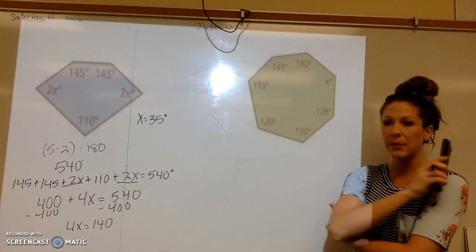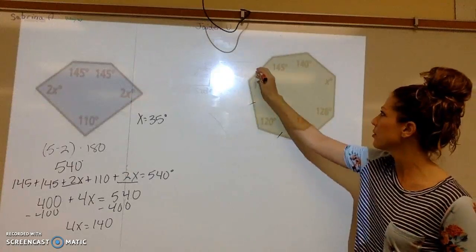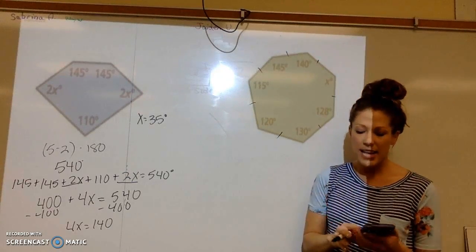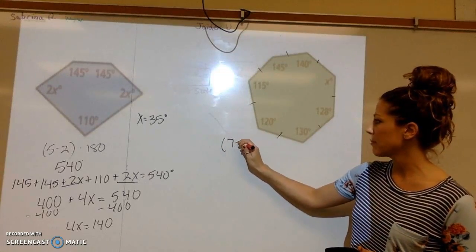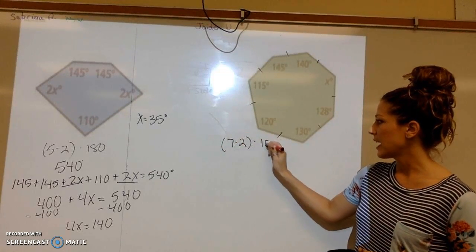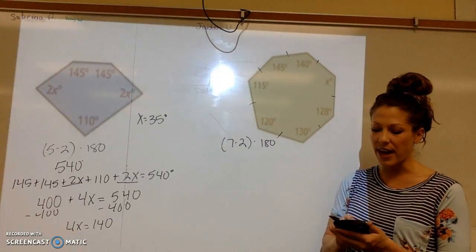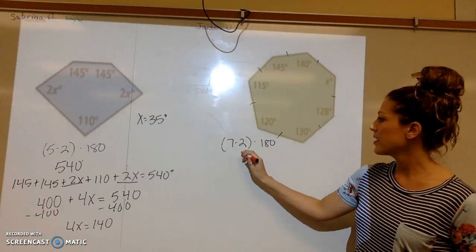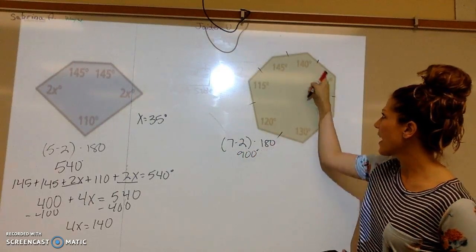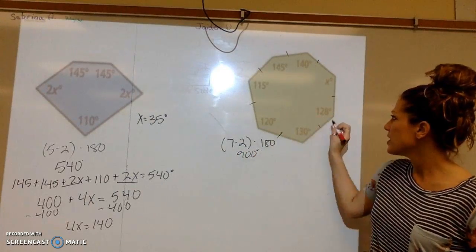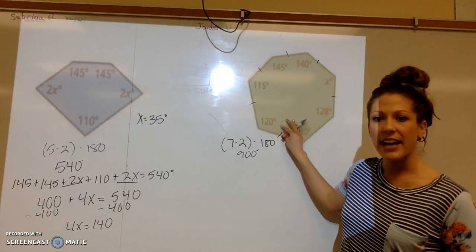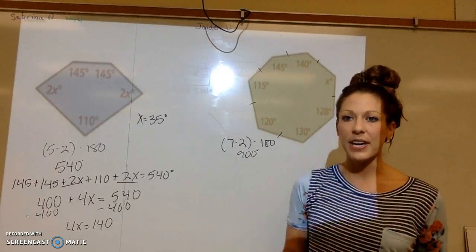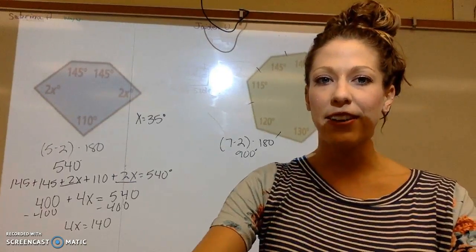All right, let's look at this next one, the green figure. So first, let's count up all the sides. So we have 1, 2, 3, 4, 5, 6, 7 sides. So it's a heptagon. So in our formula, we're going to do 7 minus 2 times 180. So 7 minus 2 is 5, times 180 is 900. So these angles should add up to 900 degrees. So go ahead, take a second, add up these angles, subtract it from 900 and see what x is. So pause the video and do that, and then I'll give you the answer.